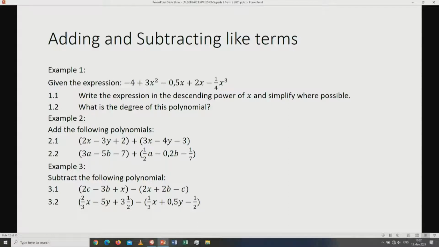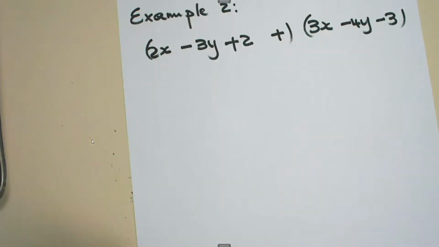Example number 2. In example number 2, we are going to be adding 2x minus 3y plus 2 to 3x minus 4y minus 3. All right? I'll be showing you shortly. So it's going to be looking like this.